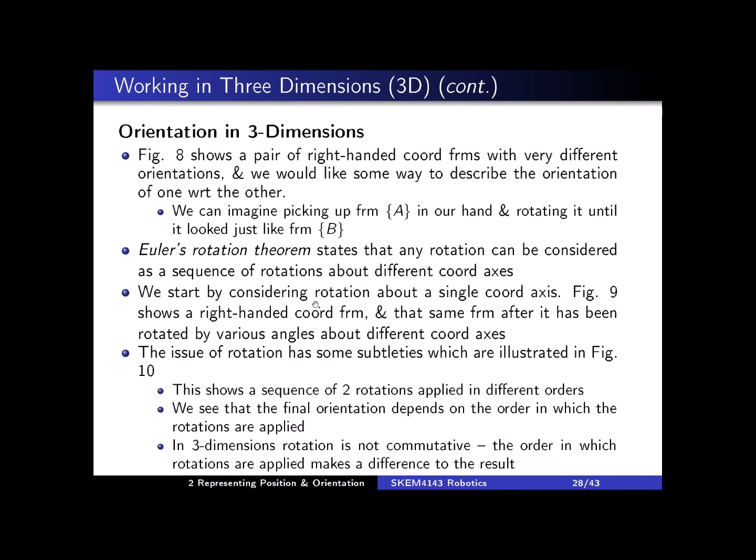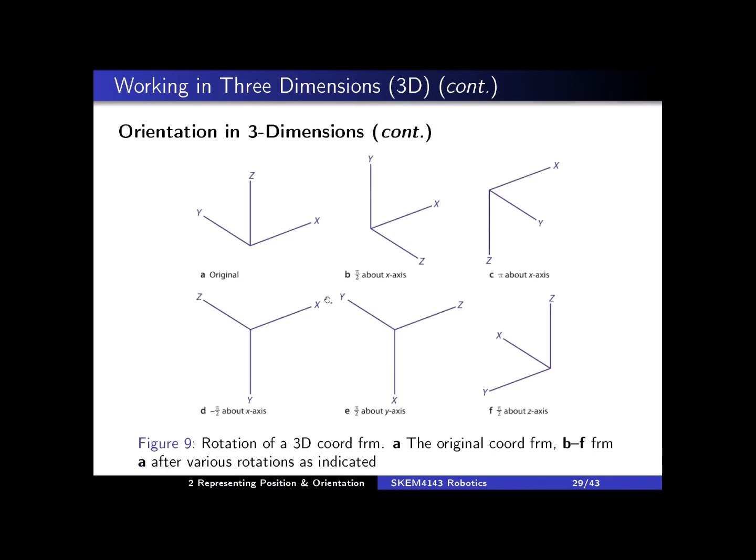We start by considering rotation about a single coordinate axis. Figure 9 shows a right-handed coordinate frame, and that same frame after it has been rotated by various angles about different coordinate axes. So this is figure 9, and we have the original coordinate frame here. If we rotate this coordinate frame about its x-axis 90 degrees, you'll end up here.